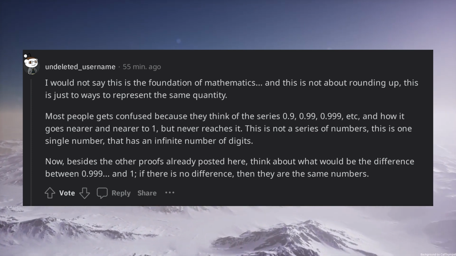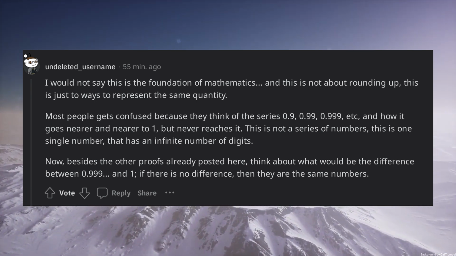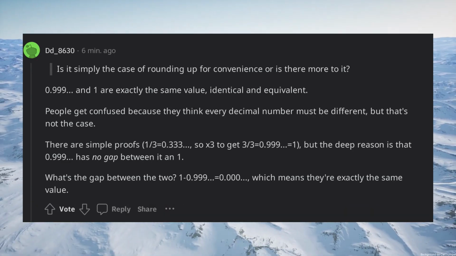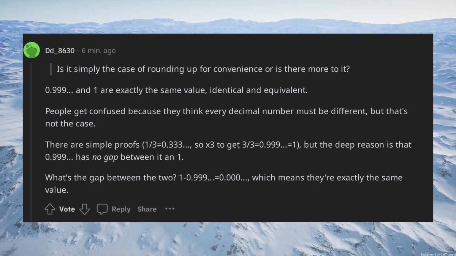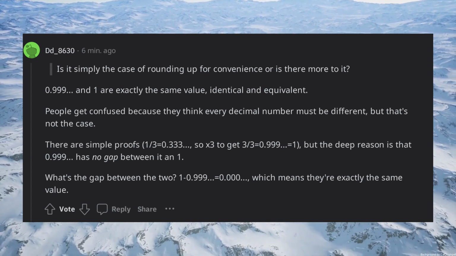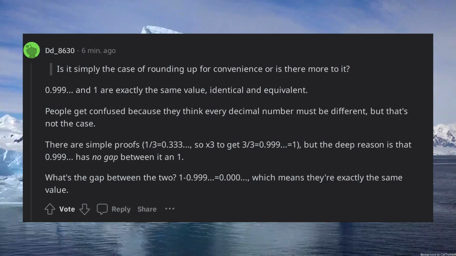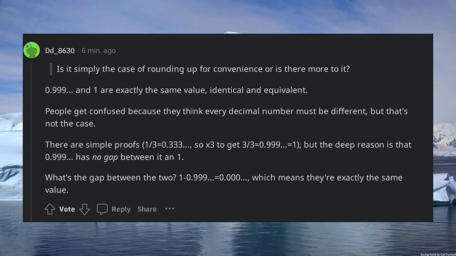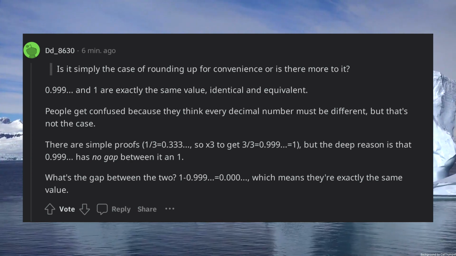Now, besides the other proofs already posted here, think about what the difference between 0.999... and 1 would be. If there is no difference, then they are the same number. Is it simply the case of rounding up for convenience, or is there more to it? 0.999... and 1 are exactly the same value, identical and equivalent. People get confused because they think every decimal number must be different, but that's not the case. There are simple proofs. 1/3 = 0.333..., so times 3 to get 3/3 = 0.999... = 1, but the deep reason is that 0.999... has no gap between it and 1.